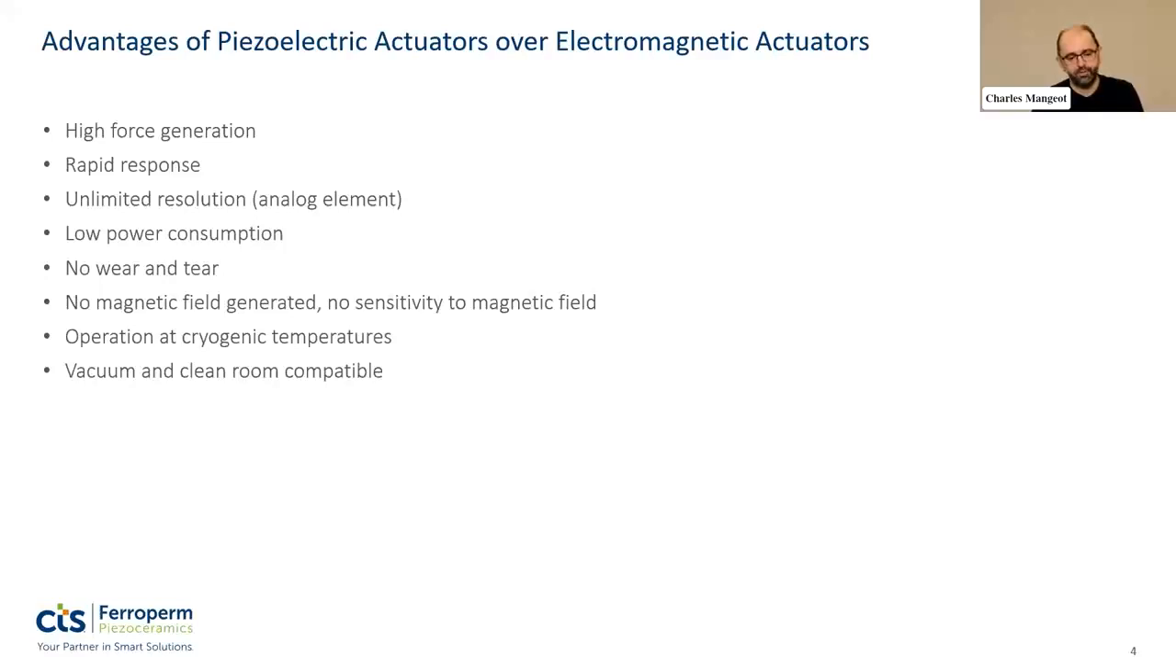And finally, the last three aspects are quite important, especially for scientific applications. We have a product that can operate in very harsh environment. We're talking magnetic fields, for example. The piezo is non-magnetic, so it can be used in an environment where there's a high magnetic field, but also it doesn't generate any magnetic field. So it can be used in experiments that are very sensitive to magnetic field. It can be used at cryogenic temperatures down to some millikelvins. And it can be used in vacuum and clean room. Again, due to the fact that there is no moving part, no wear, and no generation of particles.